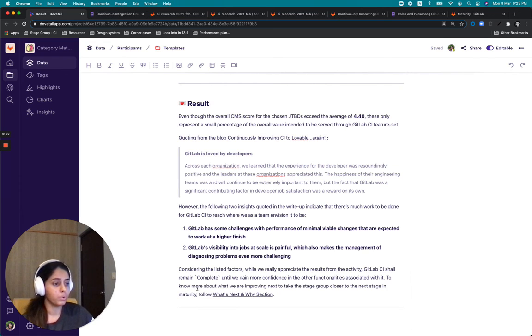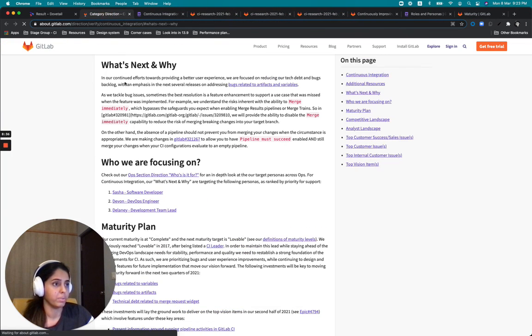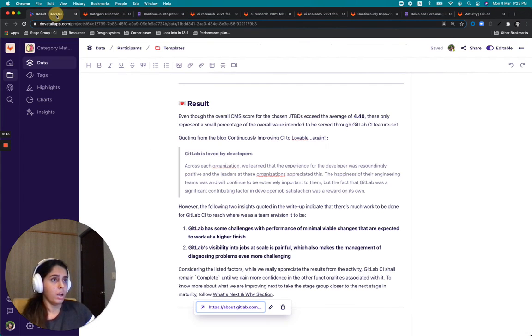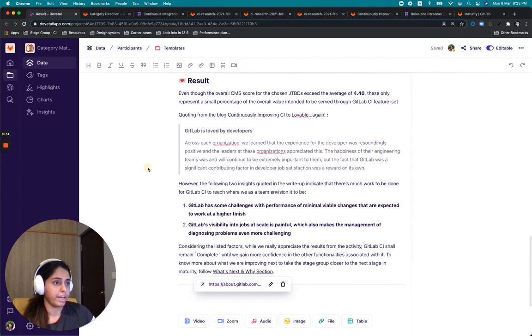And in case you want to know more about what it is that we are trying to improve next to take the stage group closer to the next stage in maturity, you can follow this link, which is what's next and why. It will take you to a handbook page that gives a glimpse of what's upcoming, what's the next thing that we want to work on, and why we have chosen that area to work on. All right, so these were the findings from our CMS research for CI.